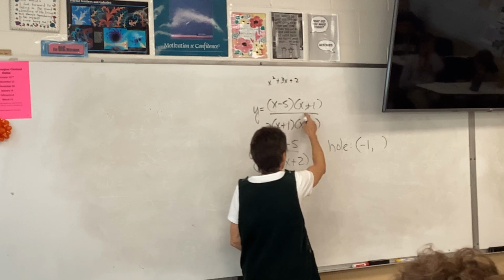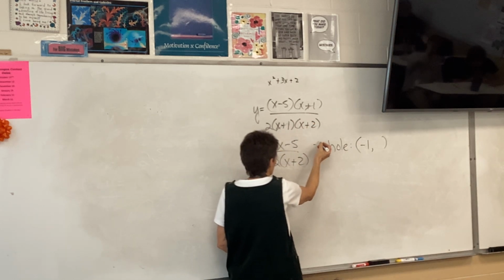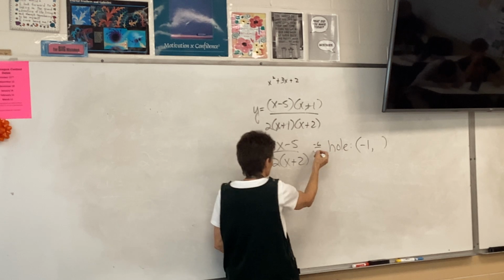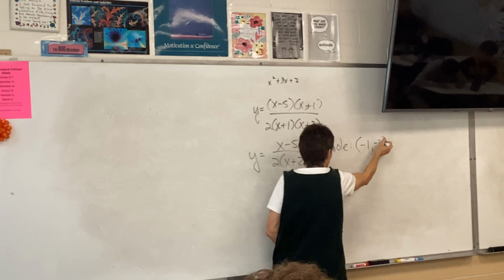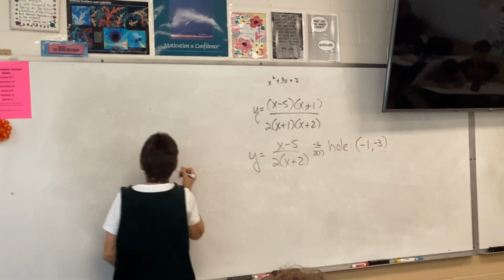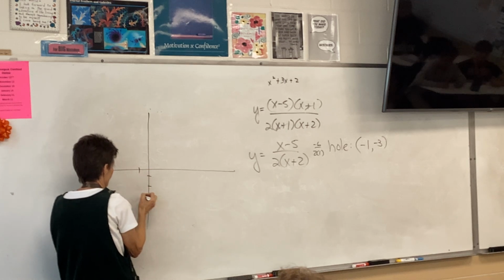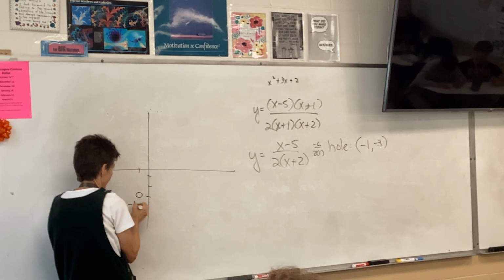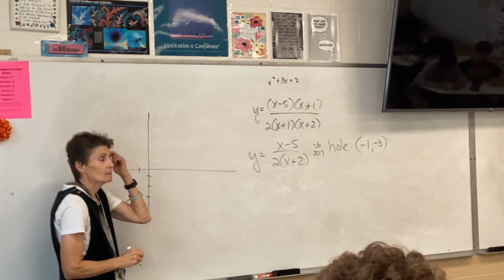Plug in what I canceled out. So I'm gonna put -1 in here. So I'm gonna get -6 over 2 times 1. Did you get -3? Is that all right?